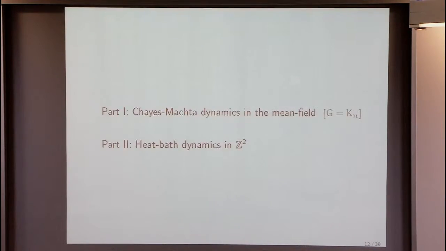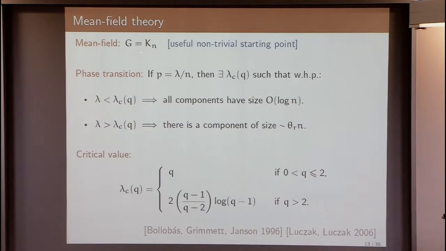Okay, so in the first part, as I said, I'm going to talk about the mean-field, and the mean-field is a case where G is the complete graph, and this is a useful non-trivial starting point. With the statistical physics motivation, we usually start here, then we go to random graphs, and ultimately we want to understand what is going on in high-dimensional lattices. So in the first transition here, we reparameterize p as lambda over n, and there is a critical value of lambda that is given by this expression here.